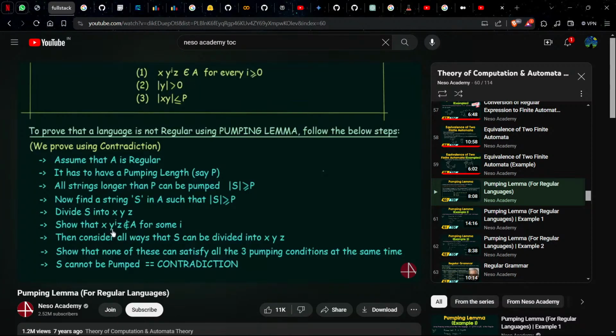So we will show that when you increase the number of this y part, the middle part, the string that you obtain as a result, x y raised to i z, does not belong to A. The resulting string that you obtain does not belong to the language A. And then you consider all ways S can be divided into x, y, and z.